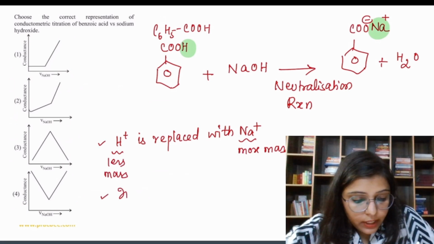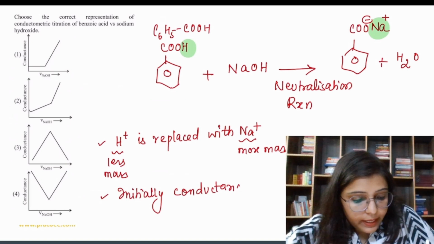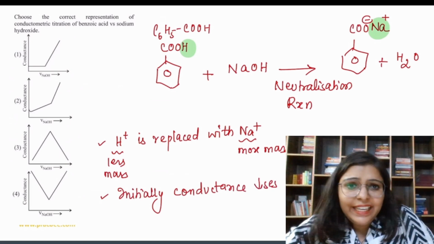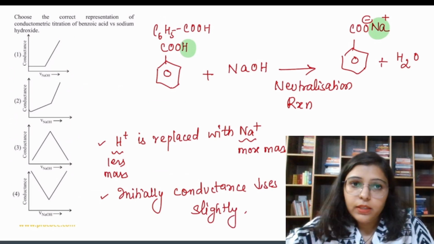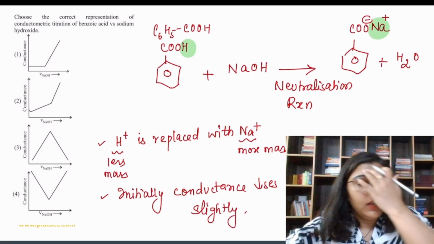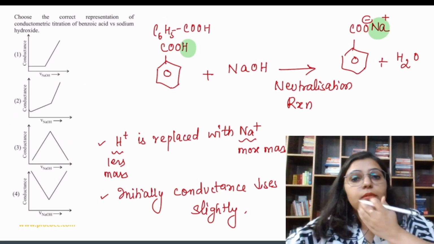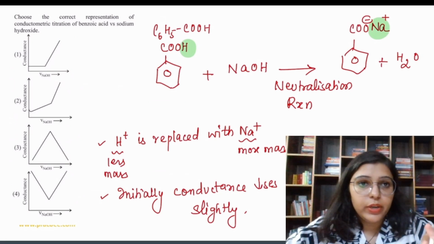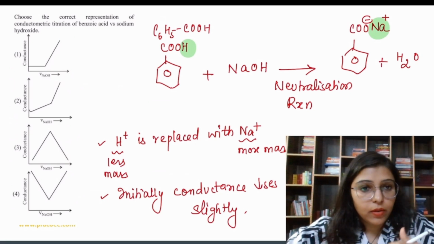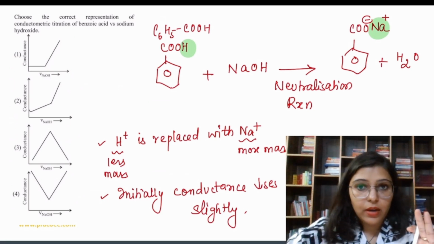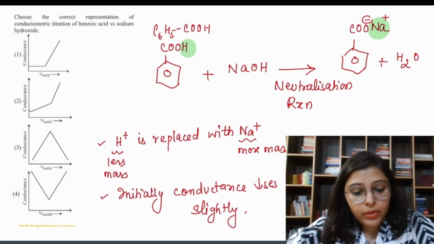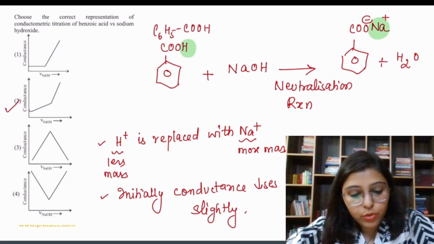So initially conductance decreases slightly, not too much, slightly. ठीक है? Slightly. Now after that neutralization is going to happen and you are adding more amount of NaOH, then conductance value increases. After that conductance value increases. So the option number 2 is correct.